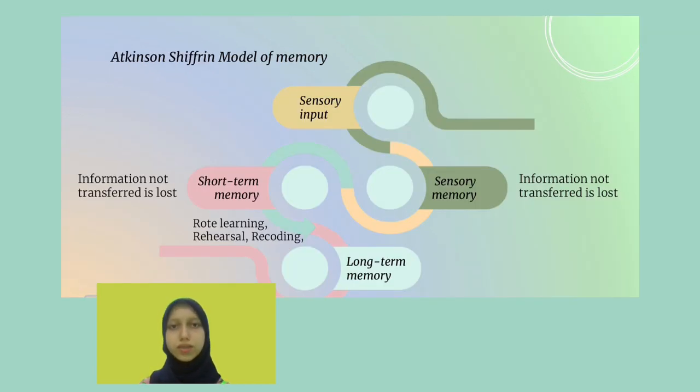When our body receives sensory input, it triggers our sensory memory. And if the information is ignored, the info will be lost. But if you keep it, it will transfer to short-term memory. In order to transfer short-term memory to long-term memory, you need to do rote learning, rehearsal, and recoding, like rearranging the information. But what if you discard the information? Of course, the information will be lost.